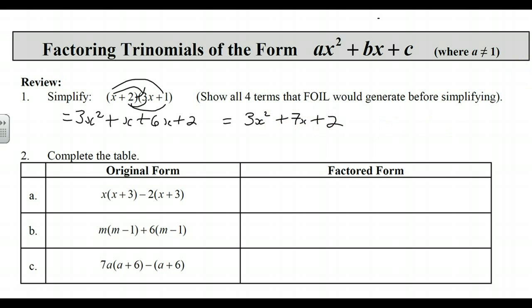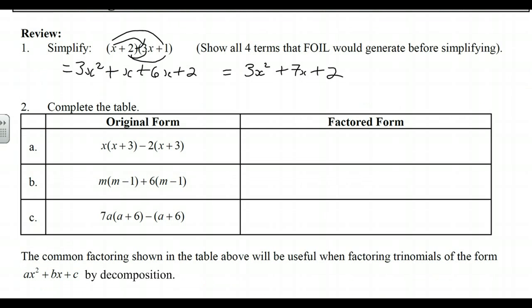Let's complete this table, original form and factored form. And we're going to say, hey, we're factoring out a binomial, which is x plus 3. That's the greatest common factor, and we're left with x minus 2. Again, we have a binomial, m minus 1, and what's left? m plus 6.